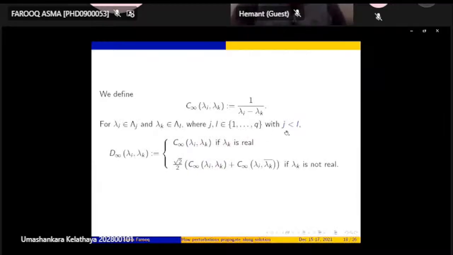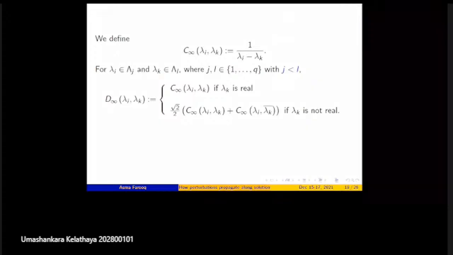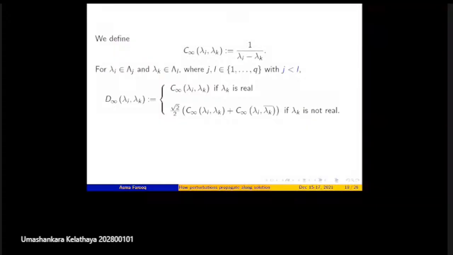L, where J is less than L, D infinity is given by C infinity provided that lambda k is a real eigenvalue, and it is given by the sum of C infinity and its conjugate provided that lambda k is a complex eigenvalue.